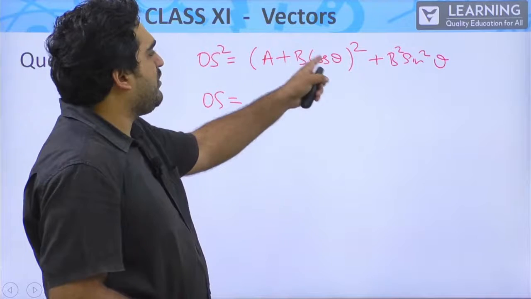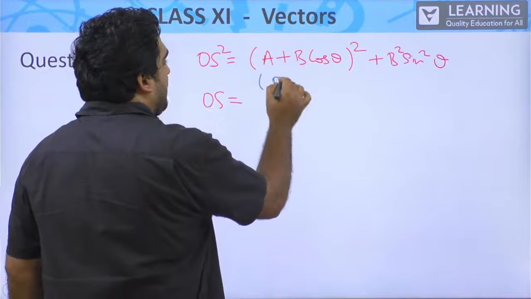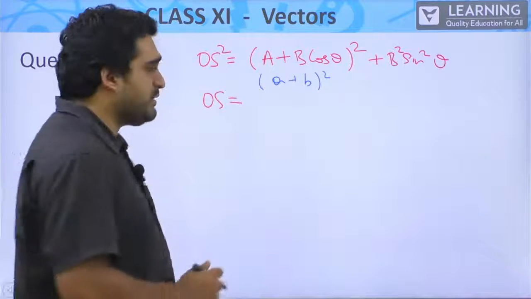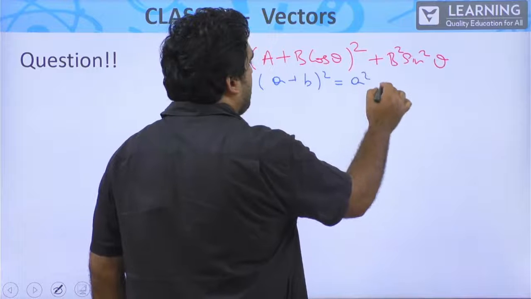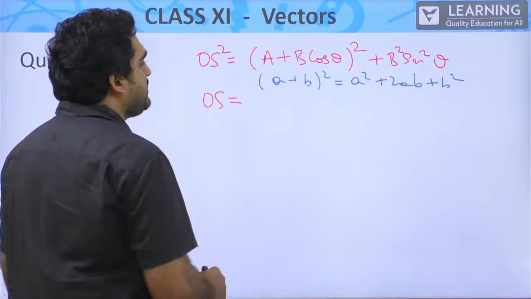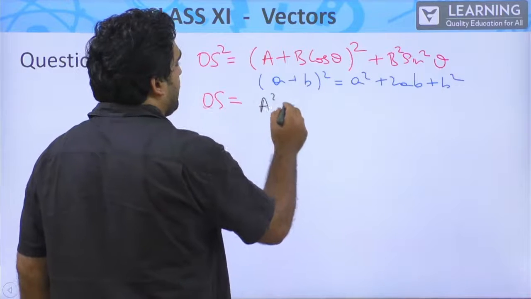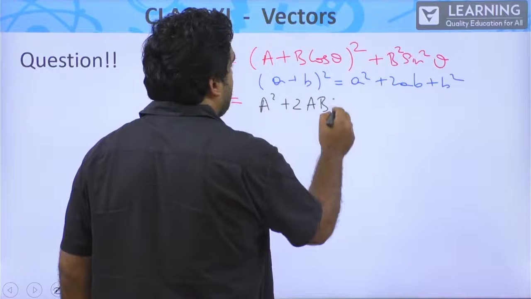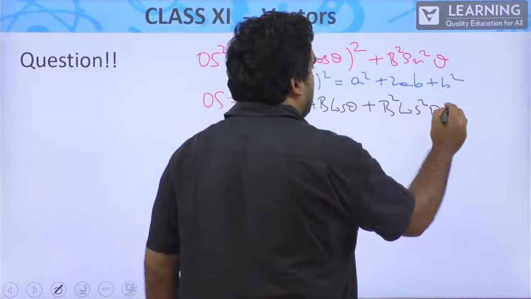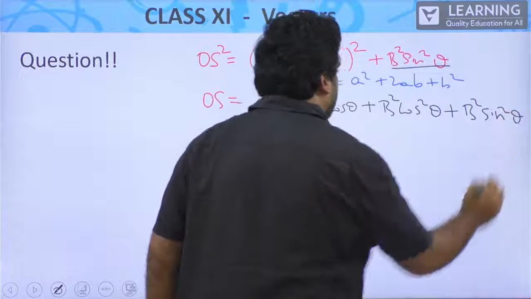Since you have A plus B cos theta the whole square, you can solve this by expanding it using the form A plus B the whole square. What is A plus B the whole square? A square plus 2AB plus B square. So expand this in that format. So you get A square plus 2AB cos theta plus B square cos square theta, and the remaining term plus B square sine square theta.